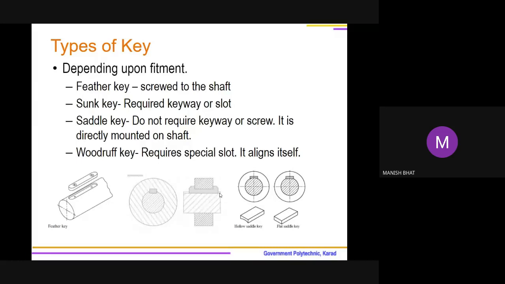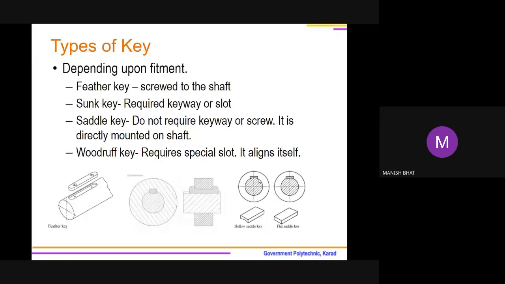The third key does not require that special keyway, or a screwing arrangement also is not required. This key is directly mounted as a saddle on a horse, is it? So the name comes from saddle. It is just a saddle which will be provided over the shaft. So you are observing here again in the third diagram that two keys have been shown which are mounted on saddle.